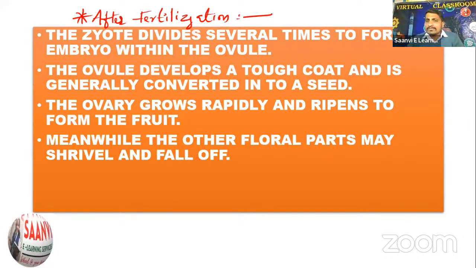Then what are you expecting? The other floral parts like the stamen. What are the floral parts you can observe? Stamen, sepal, petal, anther. These parts may shrivel and fall off. This is what happens after fertilization.